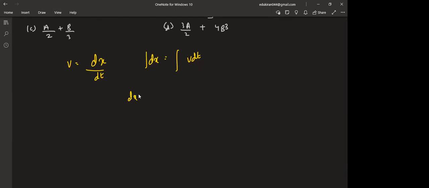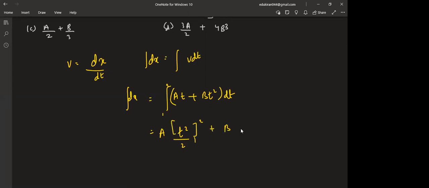So dx, when you integrate, this will become at plus bt square dt. You're integrating it from 1 to 2. So a is constant. This will become t square by 2 from 1 to 2, plus again b is constant. This will become t cube by 3 from 1 to 2.